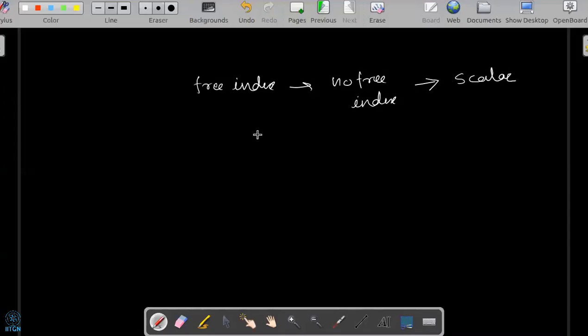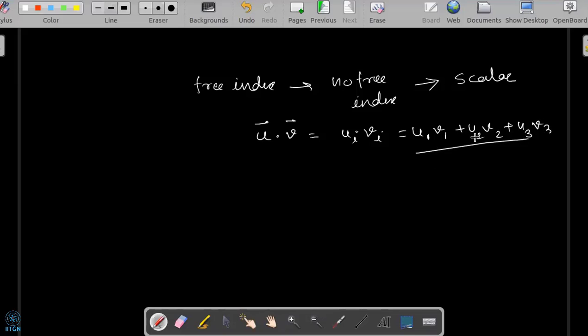Example, the dot product of two vectors you are getting as ui vi, and this ui vi in expanded form is nothing but u1 v1 plus u2 v2 plus u3 v3. So this is a summation over scalar quantities. So this is a scalar, and here you see there is only one index, that is i, and this is a dummy index. There is no free index, so this actually represents a scalar quantity.